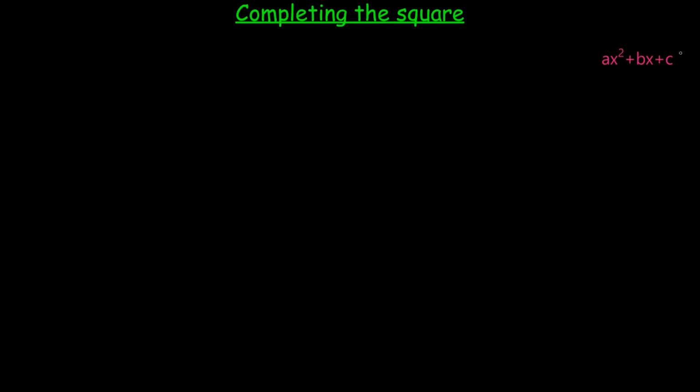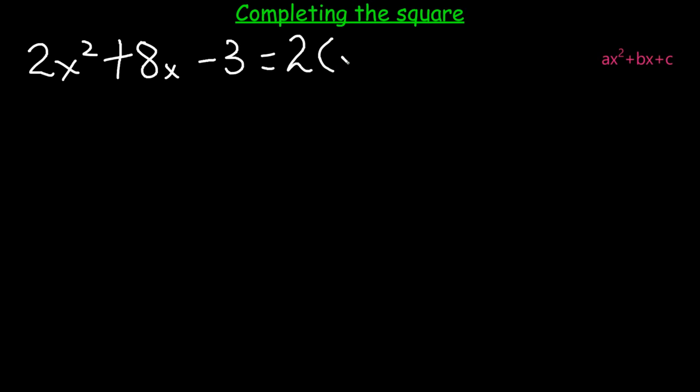Now we're ready for the full complexity of this expression. Let's start with 2x squared plus 8x minus 3. Now we need to factor out any common factors from the x squared and the x terms. So we can take out the common factor of 2. x squared plus 4x minus 3. Now we progress in the same way as we did in the previous examples.